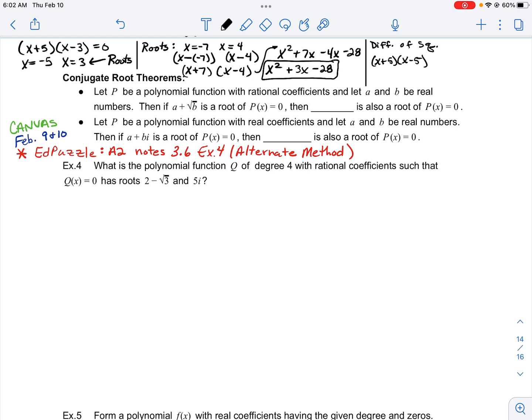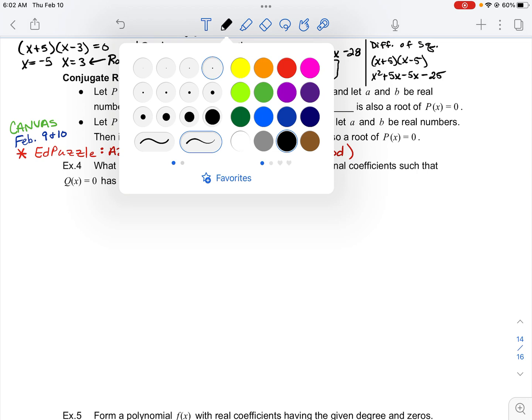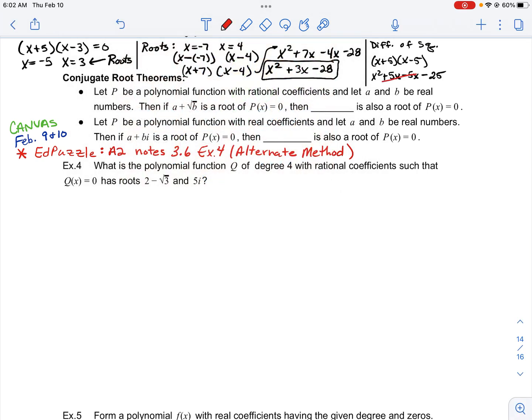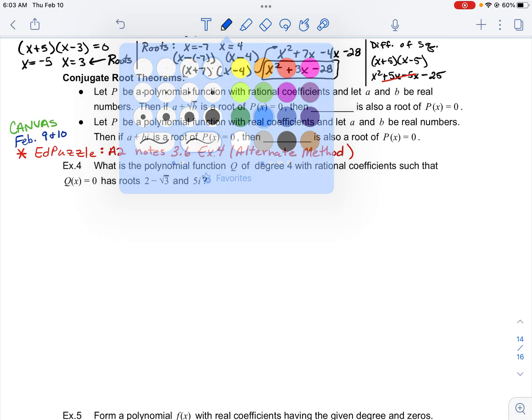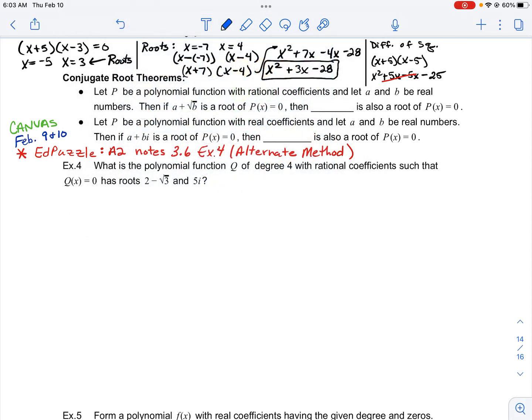When you multiply this together, you're going to have x squared, so you take your first term and square it, plus 5x minus 5x, and then you're subtracting the second term squared, which in our case turns out to be 25. So these middle terms right here, they're always going to drop out. That's what makes difference of squares unique.